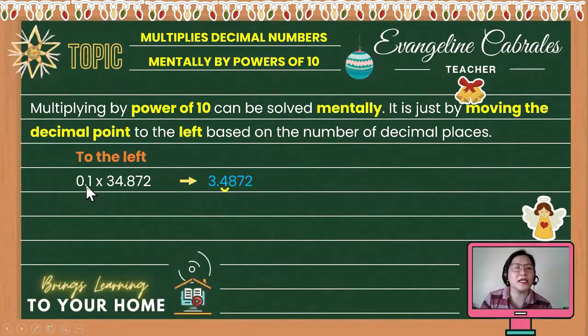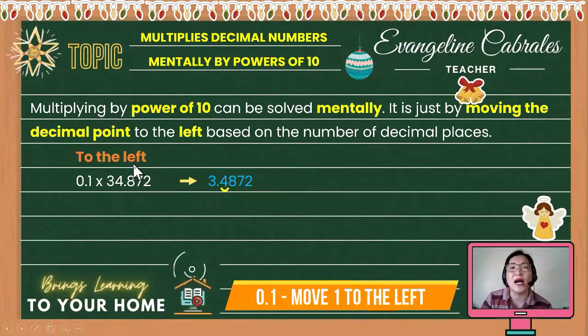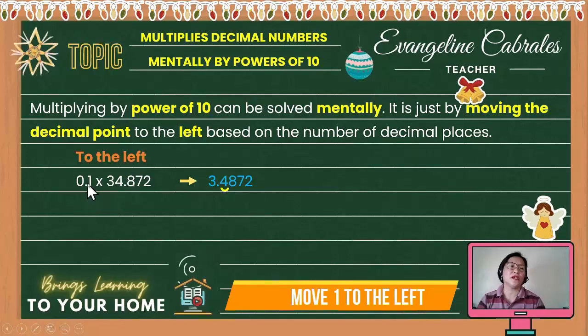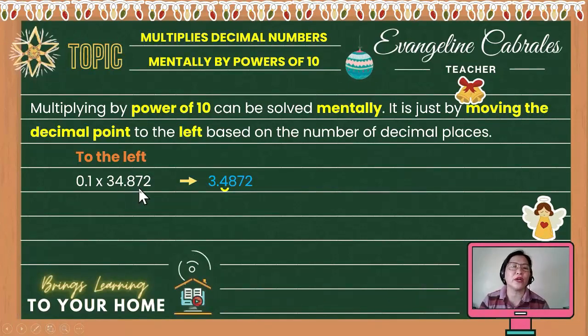So, in this case, ilan ang decimal place ng 1/10? Isa. Kaya, iuusod mo ng isang beses papunta sa kaliwa. Kaya, 1/10 times 34 and 872 thousandths will become 3 and 4,872 10,000. Nasa pagitan na ng 3 at 4 ang decimal point dahil iniusod siya ng isa papunta sa kaliwa.